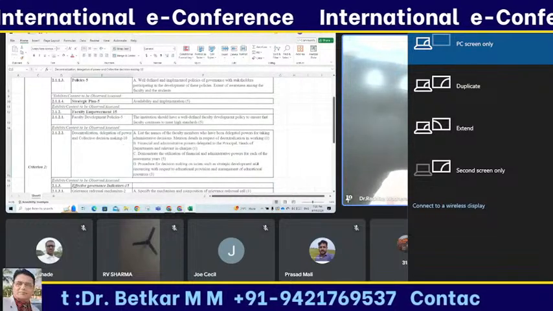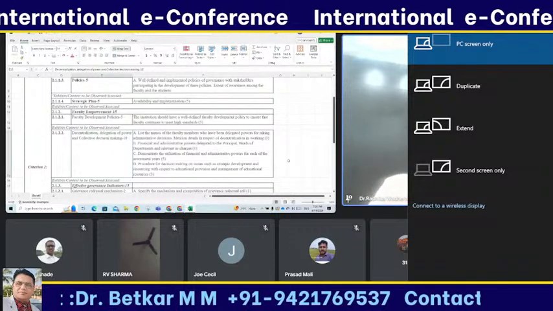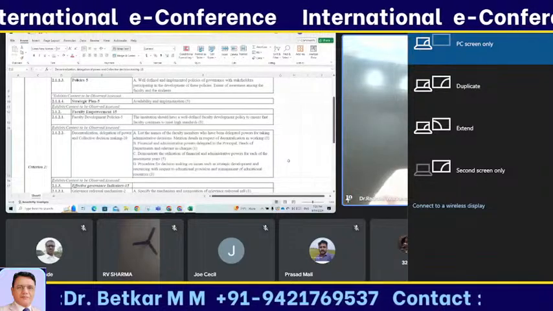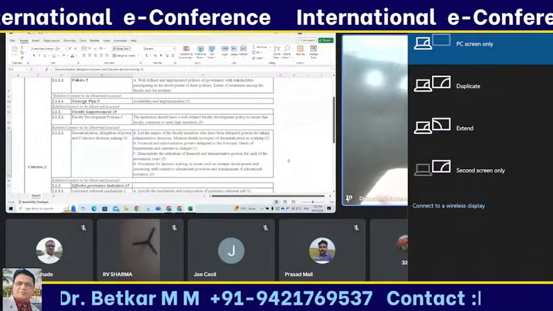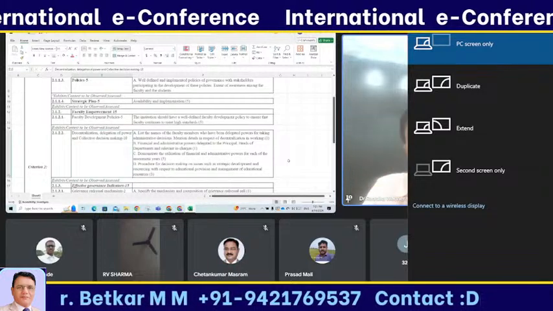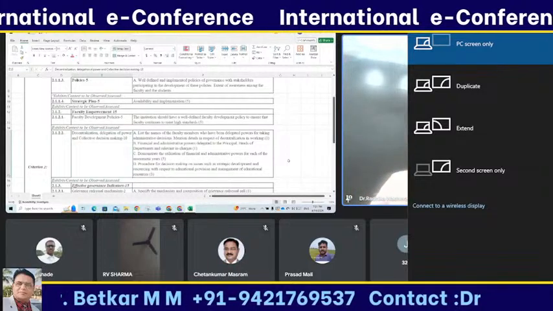Now, after this, 2.1.2.2, here we talk about decentralization, delegation of power, and collective decision making. What does it simply mean? When people are working in the organization, it is two-way communication. See what's written here: list the names of faculty who have been delegated power for taking administrative decisions.